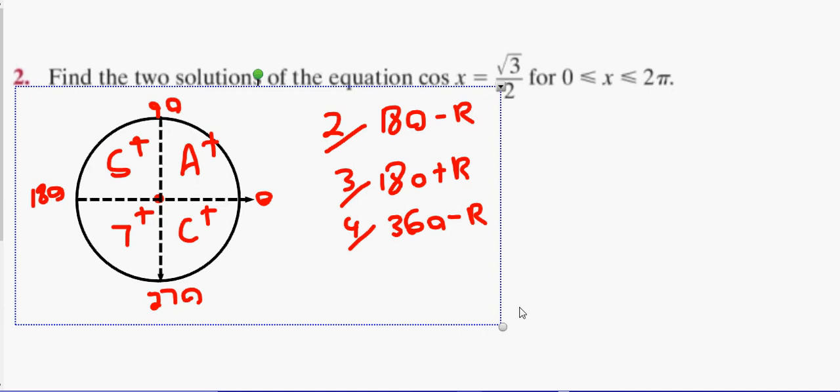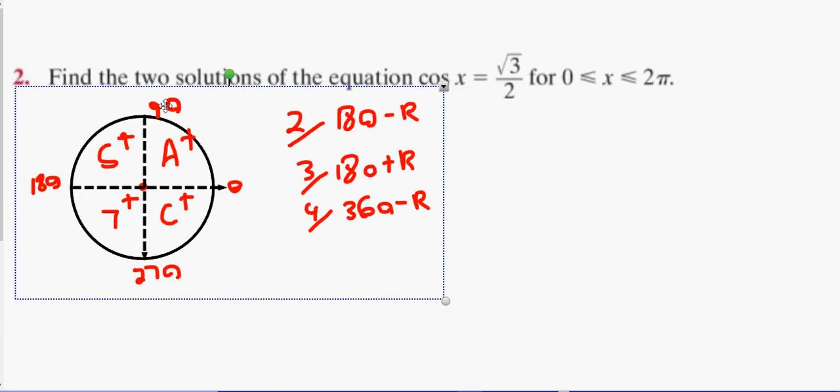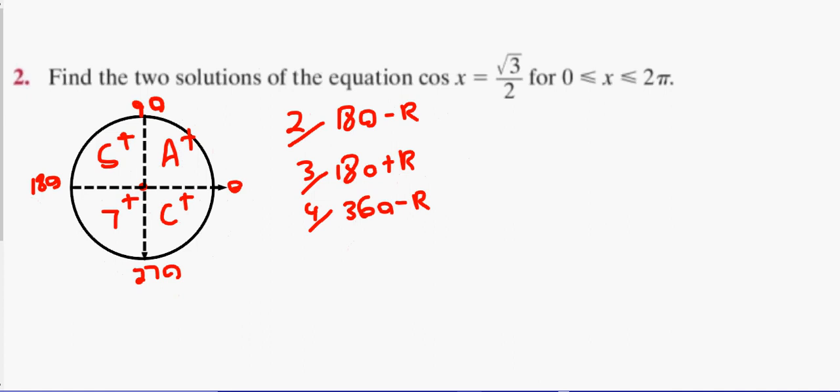First things first. Is cos positive or negative here? It's positive, isn't it? So what does that mean? One of its answers will be in A, because everything's positive. And where's its second answer? 270 to 360, which means we're going to use this rule here.